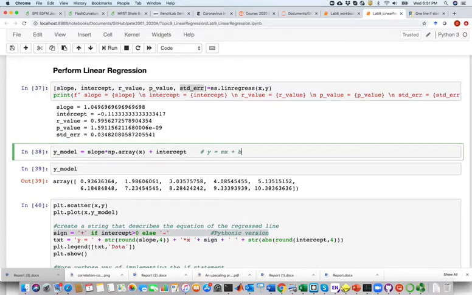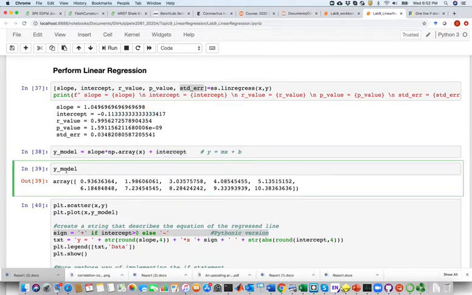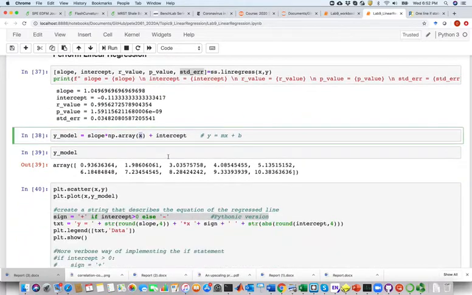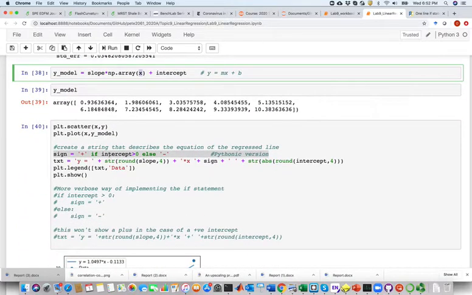So to use it, you have the slope, you have the intercept. Just use the equation for a straight line. Slope, which is your m, times x. We're converting x from a list to an array, because you wouldn't be able to multiply a floating point by a list, right? So that's why we convert it to an array, and we add it to the intercept, y equals mx plus b. So now you have your model prediction for any given x. Here we specified all the x's that were used in the original data, and you can plot them, which is what we do next.